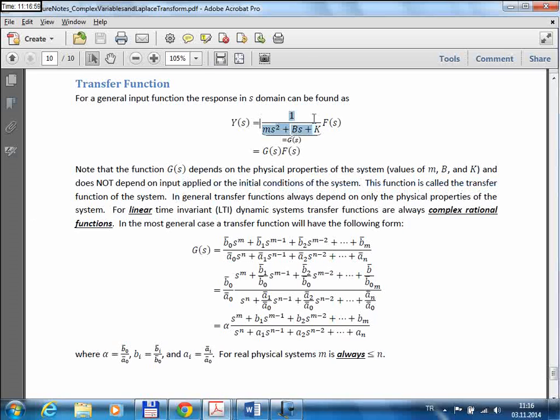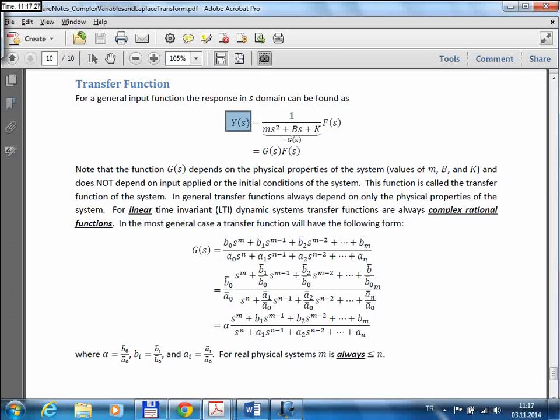So it is a rational function of s, and it depends on the properties of the system. And how we use that transfer function is, if you want to find the response of a system to an input applied, all you need to do is find the transfer function and take the Laplace transform of the input you're applying and multiply them together. Just with a simple multiplication operation, you can find the response. It is just as easy as that.